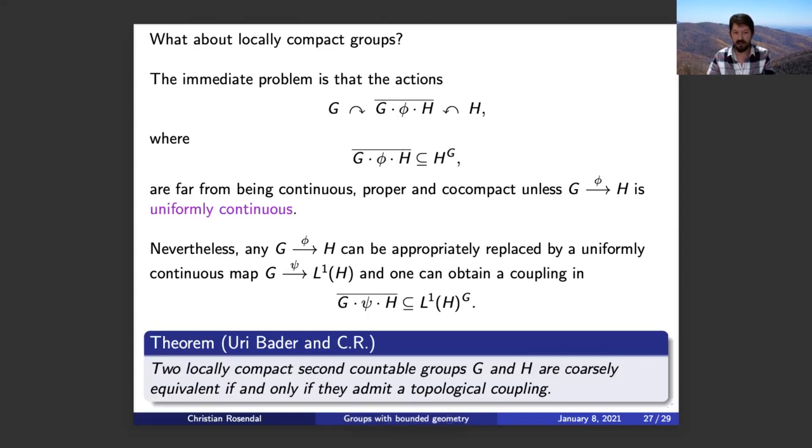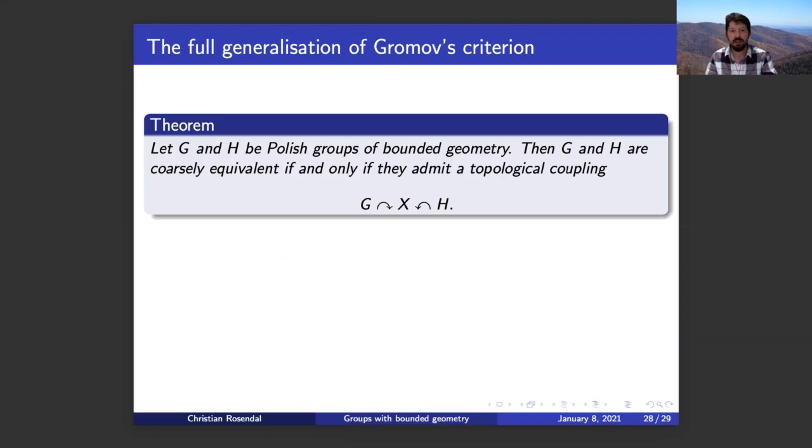Okay, so you now get Kolmogorov's theorem for pairs of locally compact, really second countable groups. Okay, so they're coarsely equivalent if and only if they admit a topological coupling. Now, you do get a full generalization of Kolmogorov's criterion in the largest possible setting, at least within the class of Polish groups, those of bounded geometry. So if you take Polish groups of bounded geometry, you get a coarse equivalence if and only if they admit a topological coupling. Okay, and I won't go into the setup for this.